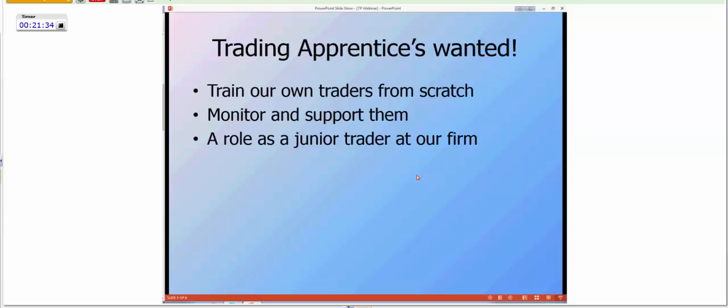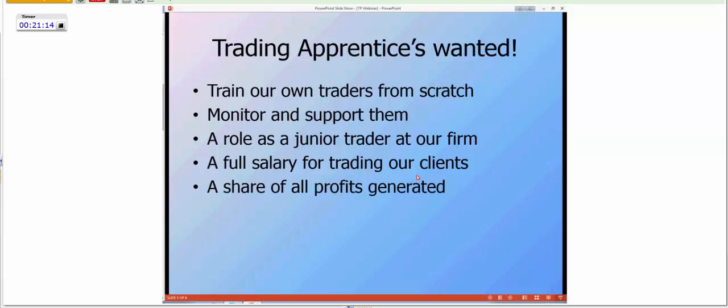We're not going to dismiss people based on where they are or what they're doing. It's all about performance. If you can take to the strategy, apply it just like I do, and make money from it, there'll be a role as a junior trader at the firm. Of course, you get a full salary for trading our clients. This is a genuine thing. And of course, a share of all the profits generated.